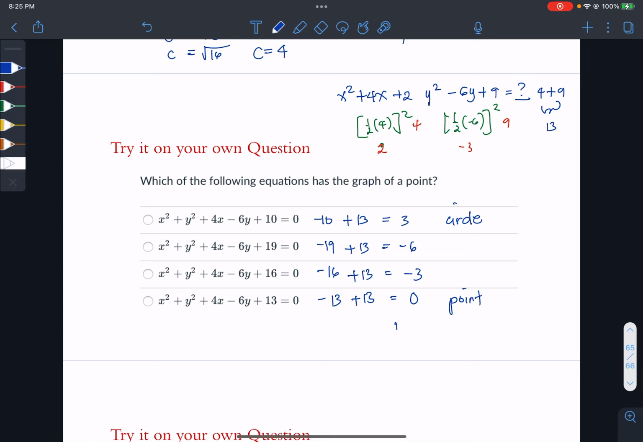Kasi nga wala siyang radius. Ang radius niya is 0. Ito, ang radius niya, square root of 3. Radius nito, 0. So, ang radius nito, negative. So, pag negative yan, so we have an imaginary radius. So, therefore, ang sagot natin is this one. So, this is a graph of a point, kasi ang radius mo, 0. Pag ang radius mo is greater than 0, then that makes it a circle. Pero pag radius mo is negative, so this is an imaginary circle.